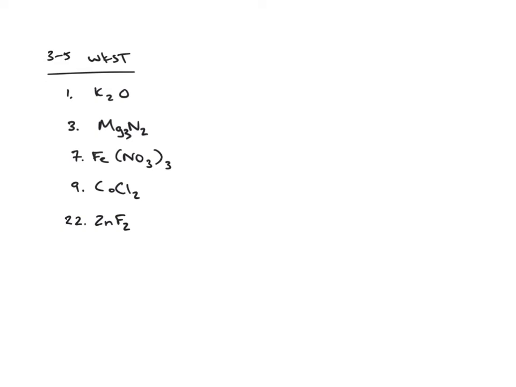K2O. All right, name the metal first, the cation first, that is potassium. Okay, and then name the anion next. Well, that's oxygen. It's a monatomic ion, so it's oxygen. Change the suffix to "ide." That is potassium oxide.